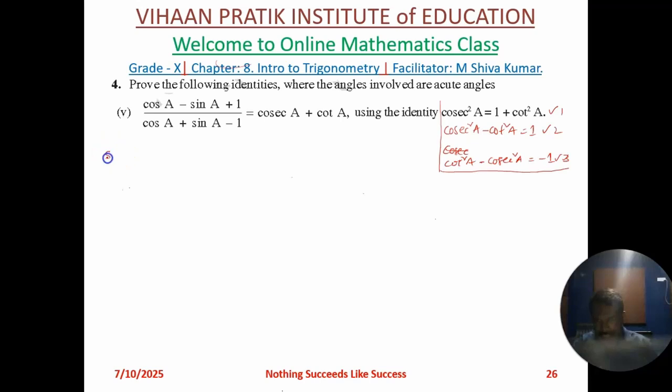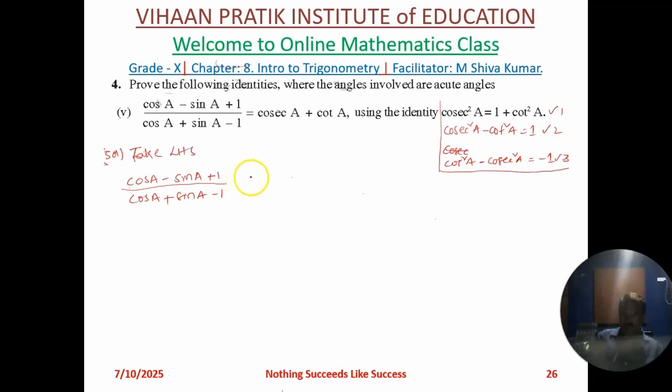Now we'll consider the same LHS. LHS is (cos A minus sin A plus 1) divided by (cos A plus sin A minus 1). Now by taking this LHS we have to prove RHS. In RHS it has cosecant A and cot A. In LHS it has cos and sin.